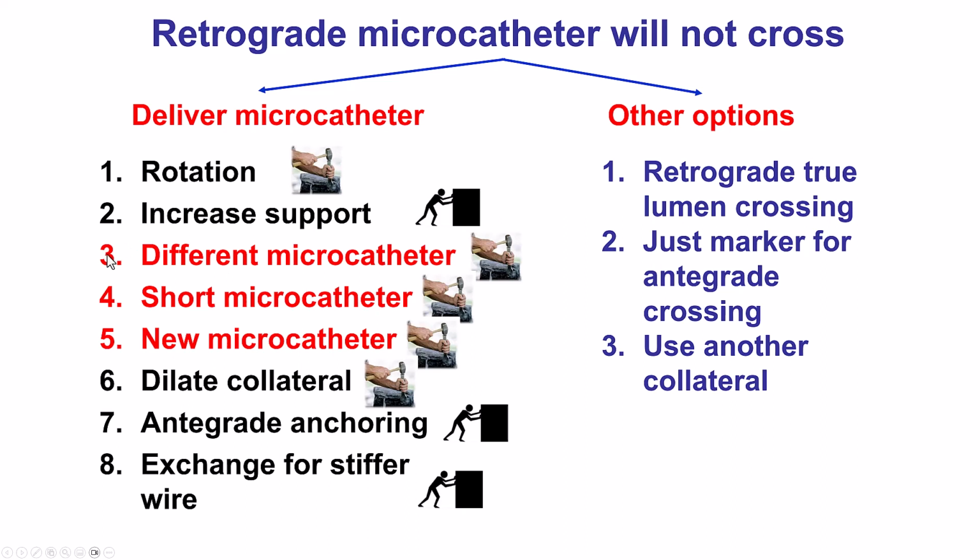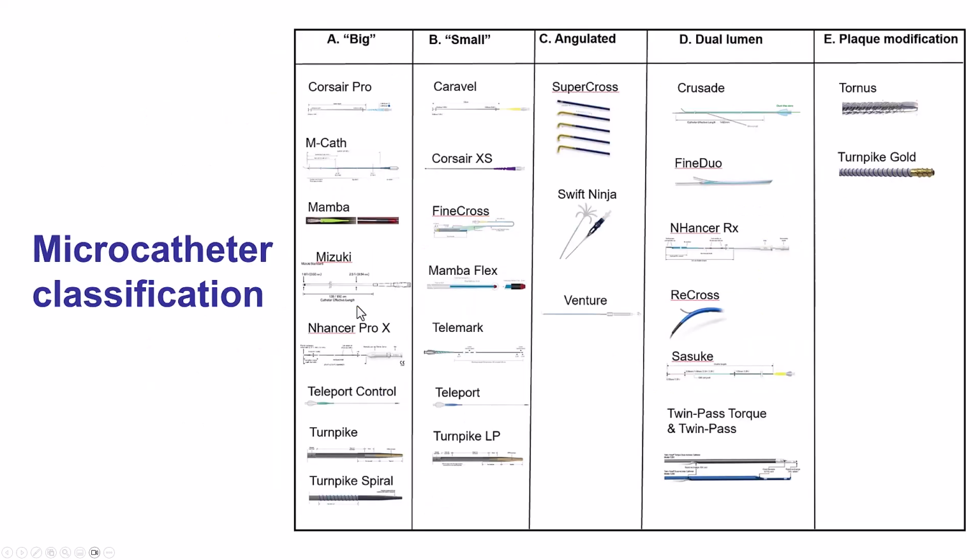Moving on to options 3, 4, and 5, this is changing the microcatheter. Either getting a new microcatheter or a different type of microcatheter, or potentially using a 135 instead of a 150 centimeter long microcatheter, which may transmit the torque a little bit easier.